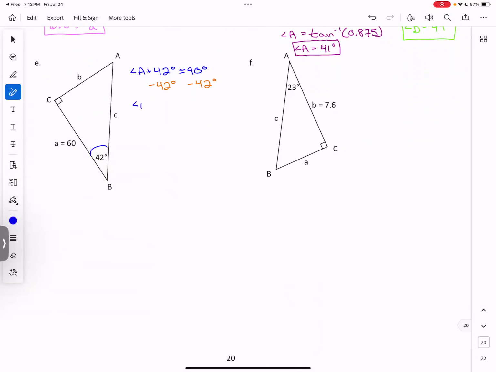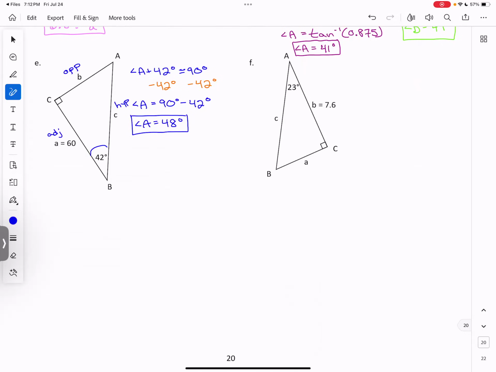And we get angle A is 90 minus 42, which gives us 48 degrees. Okay, now let's look at our side lengths. So relative to that 42 degrees, little b is my opposite side. C is my hypotenuse. A is the adjacent.